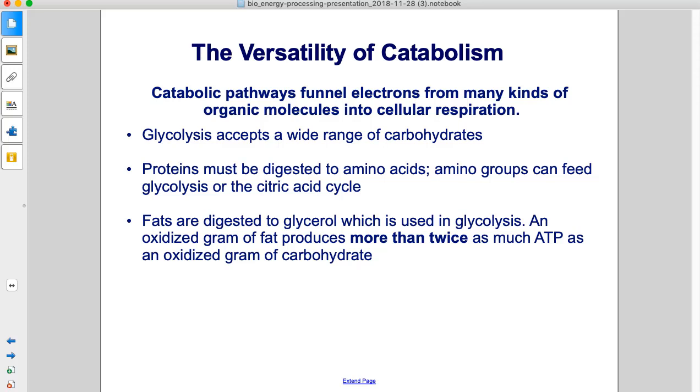Fats are digested to glycerol, which is used in glycolysis. An oxidized gram of fat produces more than twice as much ATP as an oxidized gram of carbohydrate.